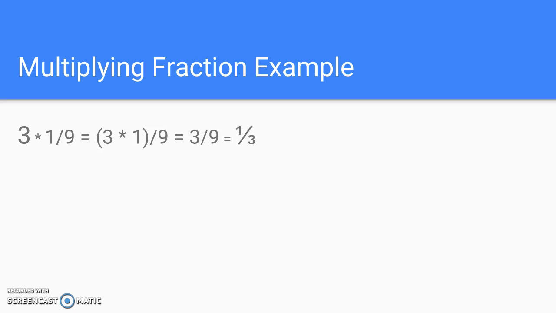So in another example, we've got, once again, 3 times 1 over 9. So 3 times 1, the whole number times the numerator, 3 times 1. Keep the denominator the same, 9. 3 times 1 gives you 3 over 9. Need to reduce. 3 goes into 3 one time. 3 goes into 9 3 times, giving you an answer of 1/3.